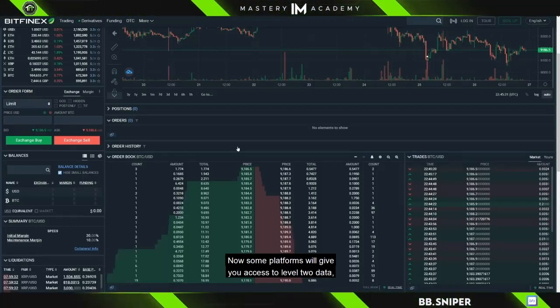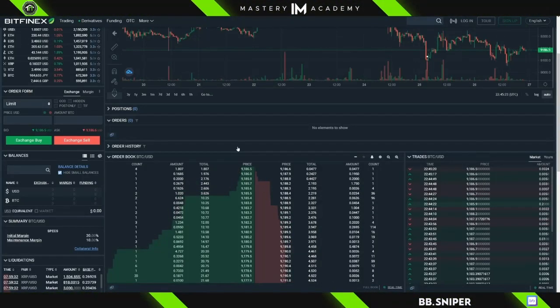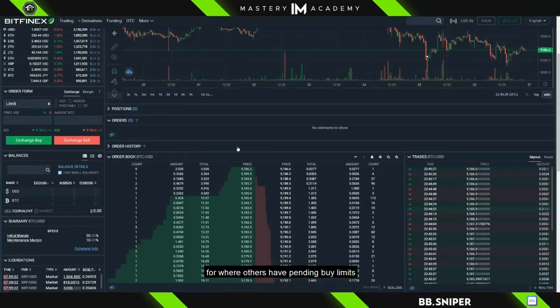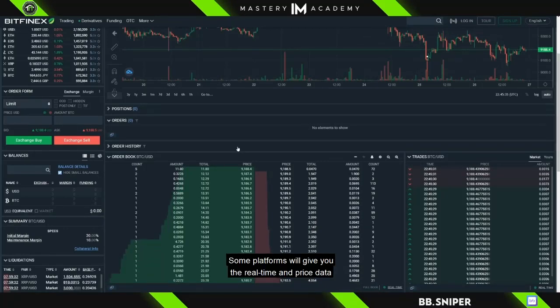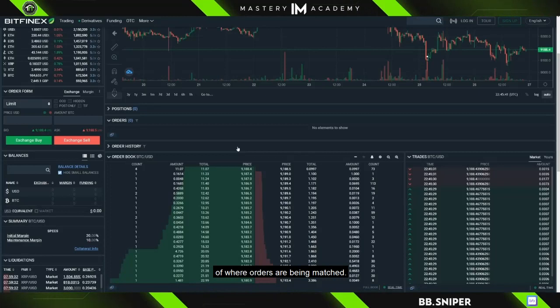Now, some platforms will give you access to level 2 data, and you get a limited amount of information for where others have pending buy limits and pending sell limits. Some platforms will give you the real-time price data of where orders are being matched. It may be referenced to as time and sales. Most digital currency exchanges give you all of this information and more.